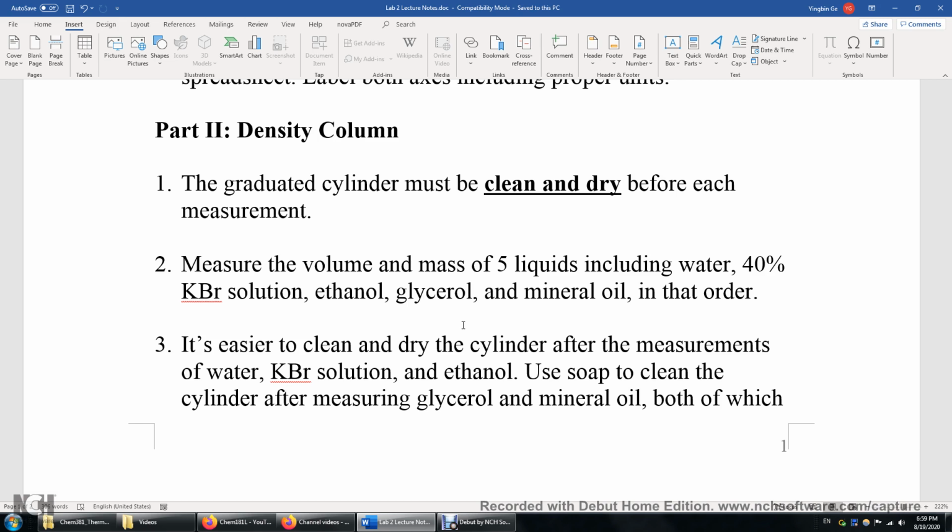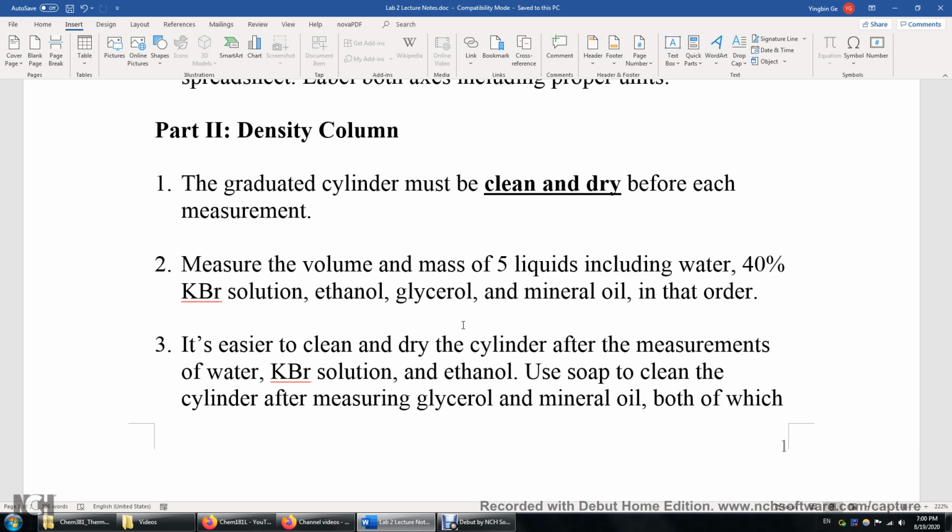So now let's talk about the experimental procedures. Again, you will use a graduated cylinder to measure the volume of these liquids. Make sure the cylinder is clean and dry. If it's not, use water and soap to clean it, and use paper towel or air dryer to dry the cylinder completely. And then measure the mass of the cylinder first before you pour in any liquid.